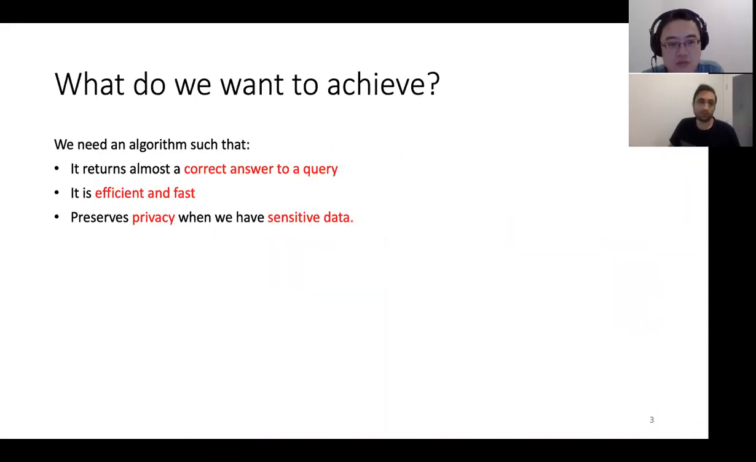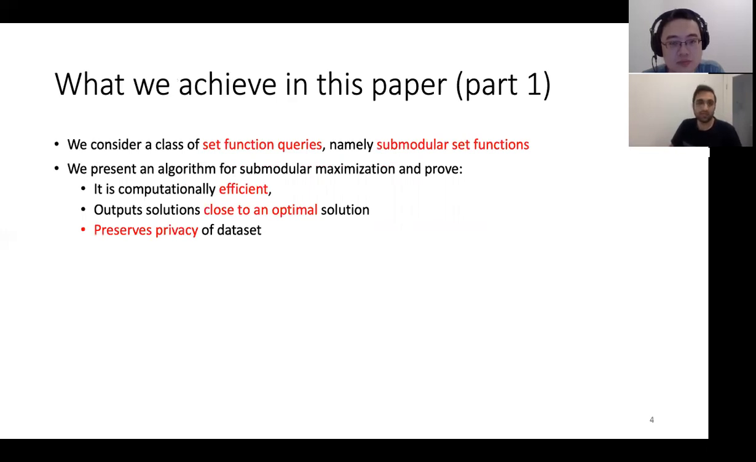All right, so what do we want to achieve at the end of the day is that we want to return correct answers to the queries that are asked by analysts. And we want to answer those queries using an algorithm which is efficient, meaning that we can run it on big data sets. And third, we want to preserve the privacy when we are dealing with sensitive data sets. In this paper, we consider a set of queries, set function queries, namely submodular set functions. We present an algorithm for submodular maximization, and we prove the algorithm is efficient, it preserves the privacy, and it returns a good solution.